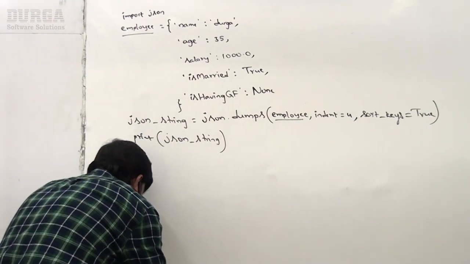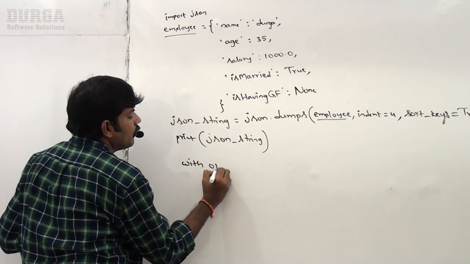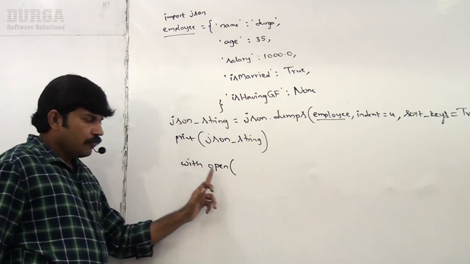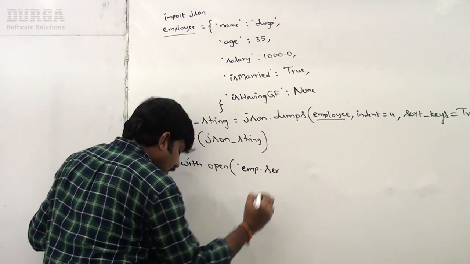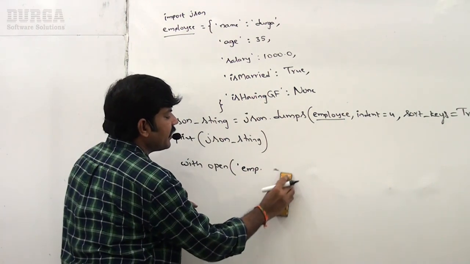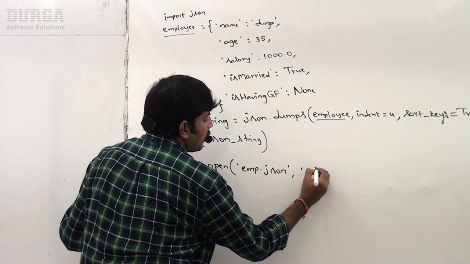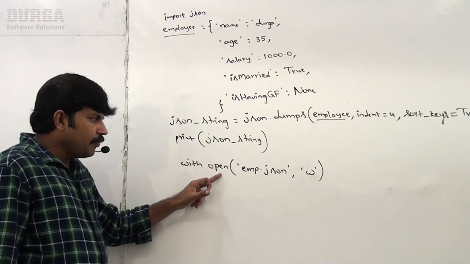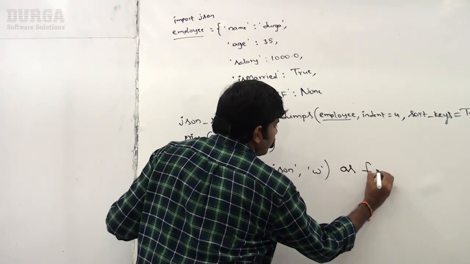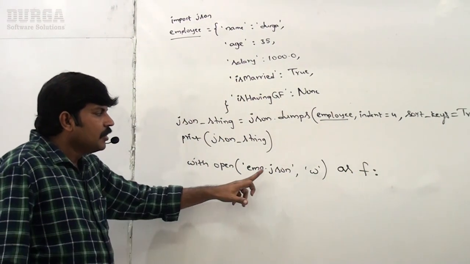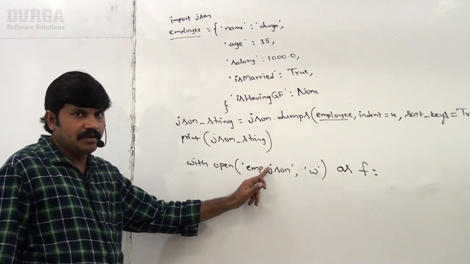Just observe carefully. With open emp.json, like I'm taking, sir, comma, w mode. Sir, observe carefully, can you please open emp.json in w mode as f. I want to write my JSON data, sir, to the JSON file, emp.json file.